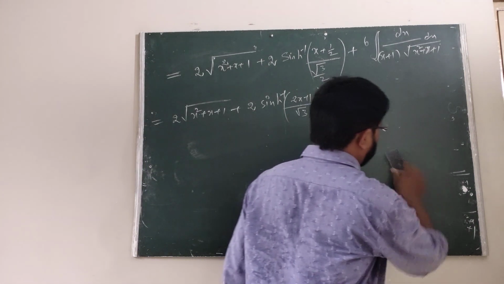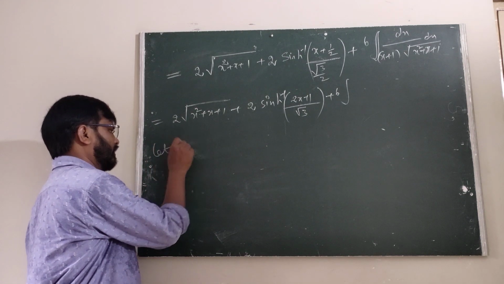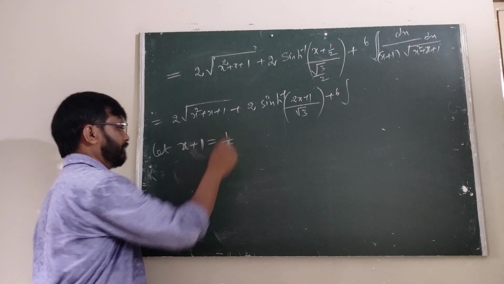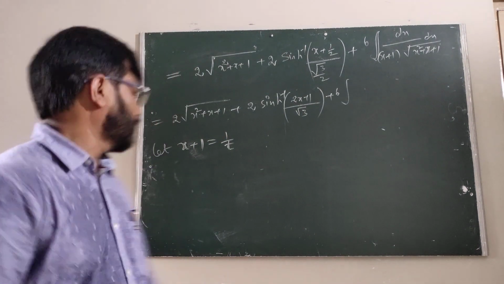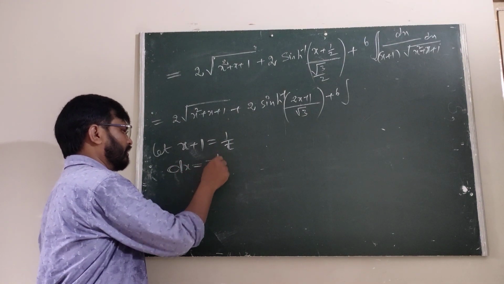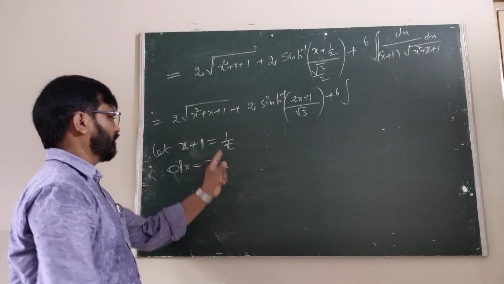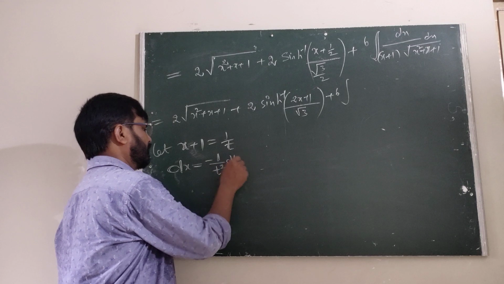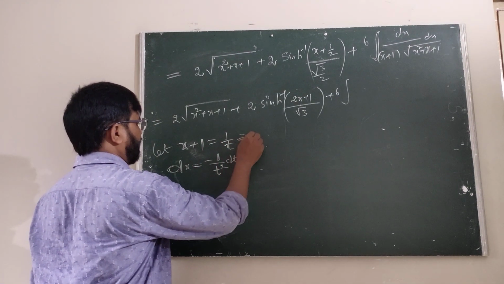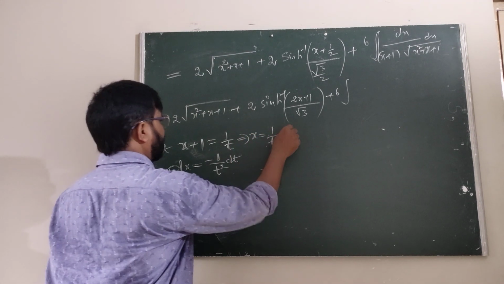we are taking only the x plus 1 as 1 by t. Therefore, let x plus 1 equal to 1 by t. The derivative of x is dx. The derivative of 1 by t is minus 1 by t square dt. At the same time we are getting in this case x equal to 1 by t minus 1.